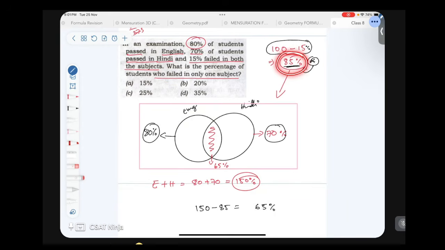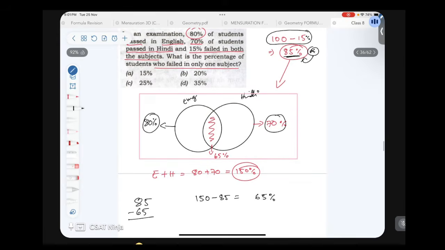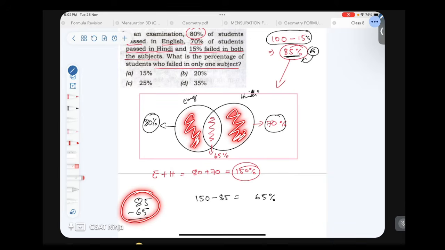From this 85, if I remove this 65, what I'll get is this one and this one together. The ones who have passed in English but not passed in Hindi. This one is not included there. And same thing here. If I subtract this, what I'll get is this area and this area. Why? Because the ones who have passed in English but not passed in Hindi, or the ones who have passed in Hindi but not passed in English. So that is what I'll get. So if I subtract this, 85 minus 65 is 20. So the answer here is 20%, which is option number B.